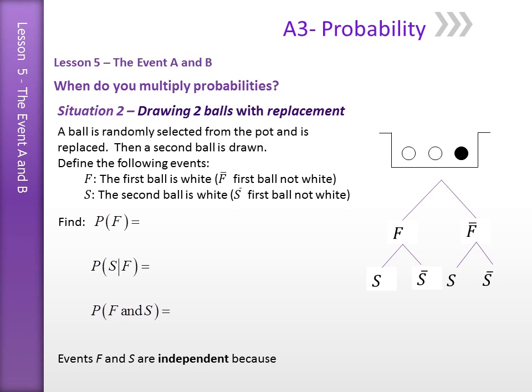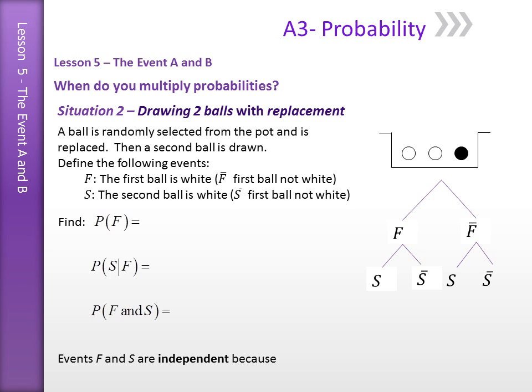Situation 2. We're now drawing 2 balls with replacement. So a ball is randomly selected from the pot and it is replaced. Then a second ball is drawn. So we have the same sets as we had before. F being the first ball is white, S is the second ball is white.